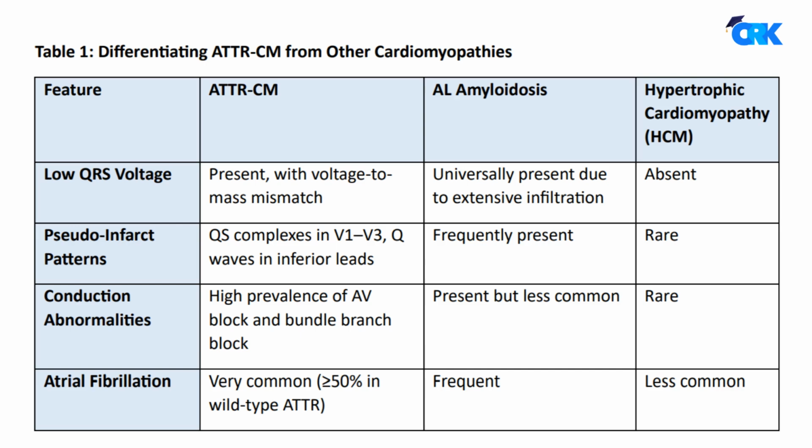Third, conduction abnormalities. Atrioventricular block and bundle branch block are highly prevalent in ATTR-CM. They do occur in AL amyloidosis, but much less frequently. In HCM, they are rare. And finally, atrial fibrillation. This rhythm is very common in ATTR-CM, affecting over half of patients with the wild-type form. AF is also seen in AL amyloidosis, but it's far less frequent in HCM.